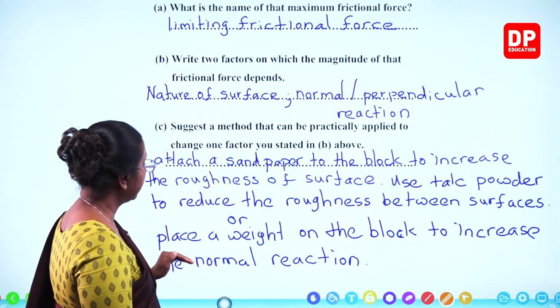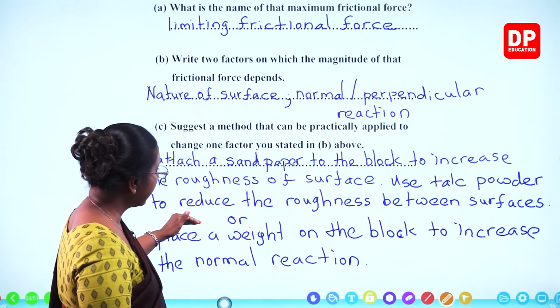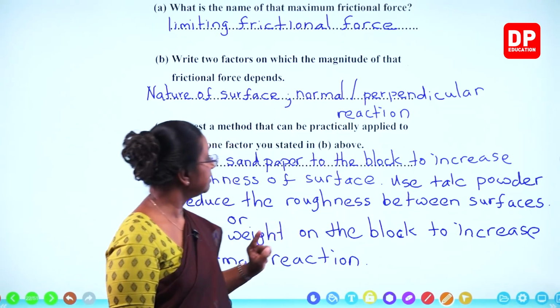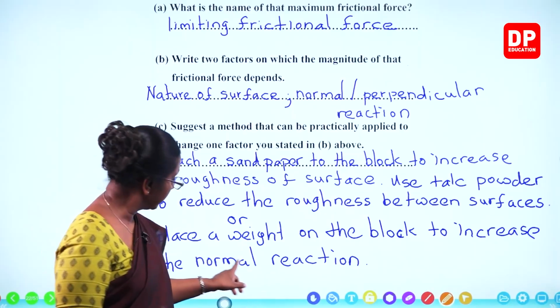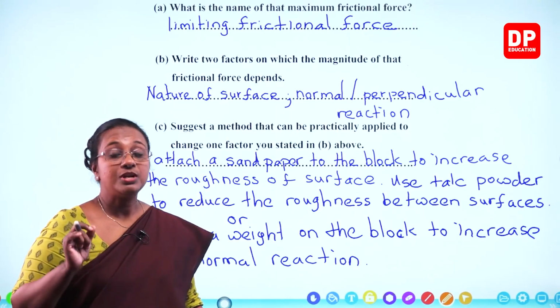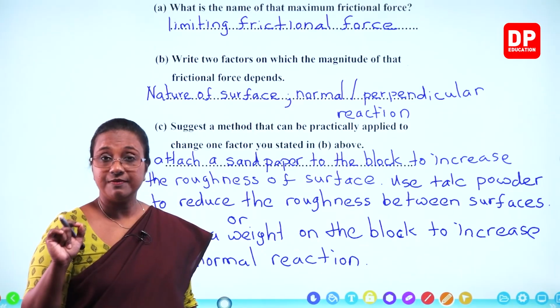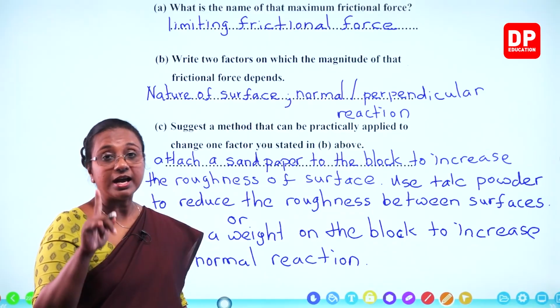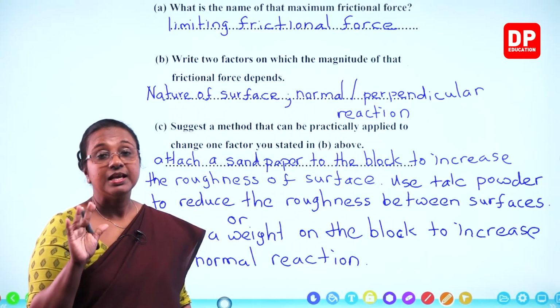But when you write the answer, make sure you say what factor you are changing. Here I have said changing the roughness, that is nature of surface. Here I have said to increase the normal reaction. So like that you have to mention the factor and how you can change it. But you need to write only one. Is that clear, students?